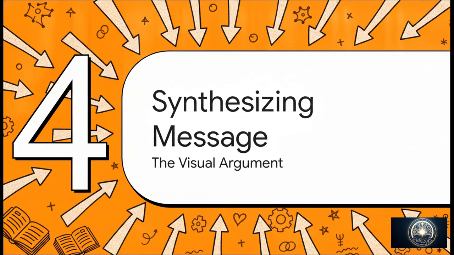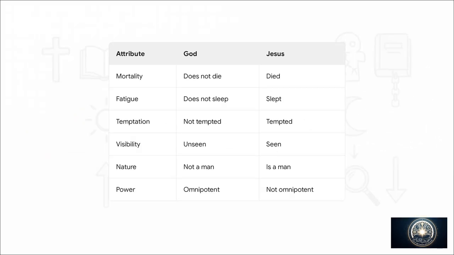So the crucial point is, how does this all work together? Let's look at Section 4, Synthesizing the Chart's Message, to view the visual argument in its entirety. Looking at this complete translated dataset, you really start to realize how the creator stacked these 6 specific themes: mortality, sleep, temptation, visibility, humanity, and power. By placing the right column, representing physical and human limits, directly against the left column, representing unbounded divine attributes, the creator builds one overarching systematic theological case using absolutely nothing but carefully curated citations.